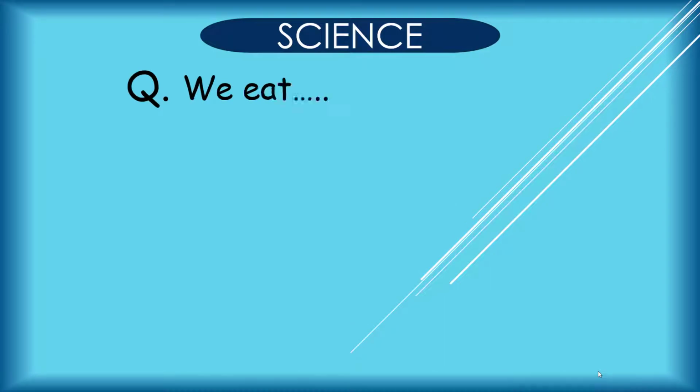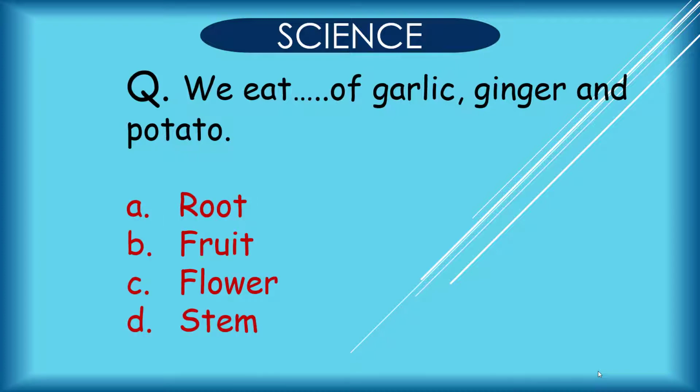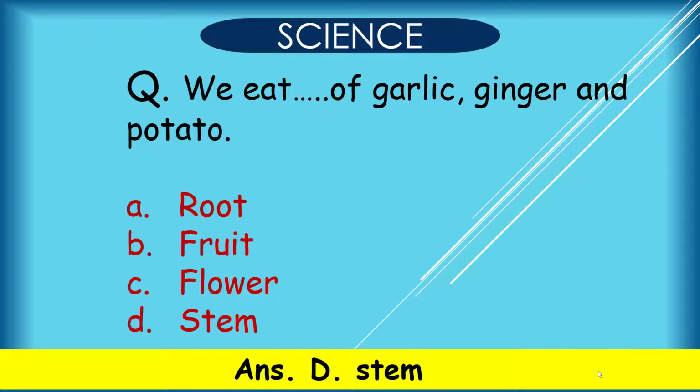Question: we eat dash of garlic, ginger and potato. A root, B fruit, C flower, D stem. Correct answer is D stem.